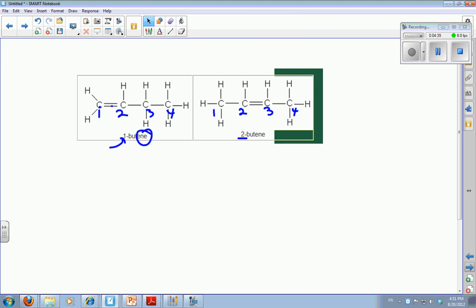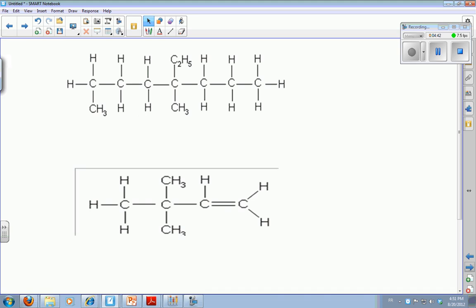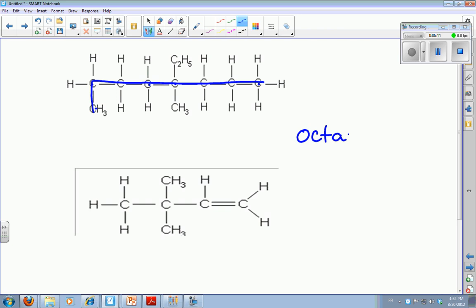Let's look at a few examples and follow our rules again. Rule number 1, find your longest chain. I know these are all single bonds. So I have 1, 2, 3, 4, 5, 6, 7. Now let's try that one: 1, 2, 3, 4, 5, 6, 7, 8. That actually is my longest chain this way. So I know I have 8. 8 is oct, so I know my base is oct. No double bonds or triple bonds, and so it's going to be octane.